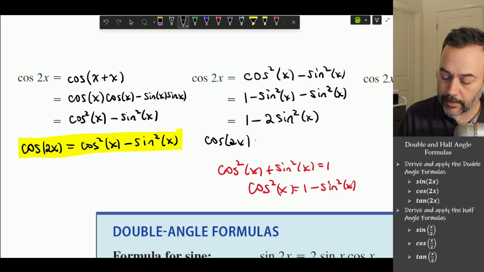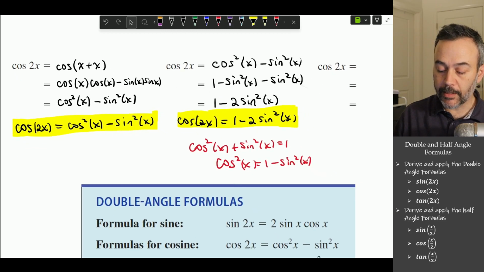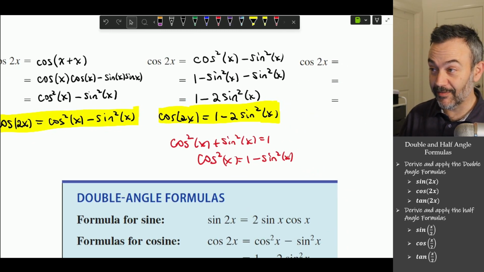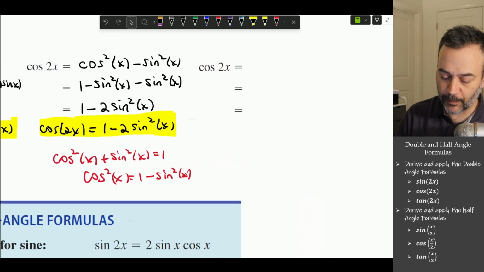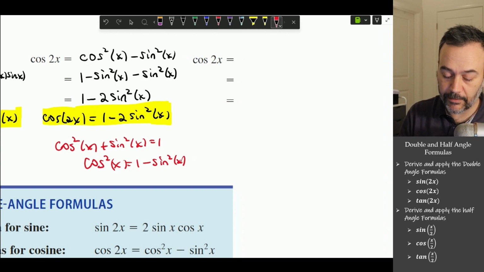Cosine 2x is identical to 1 minus 2 sine squared x. So now we've got another identity, a replacement. Okay, that one's going to be super important in a minute. We're going to use that for the half angle identities, which you will see. And we can do the exact same substitution, but instead of substituting for cosine squared, we can solve for sine squared and substitute it in here.